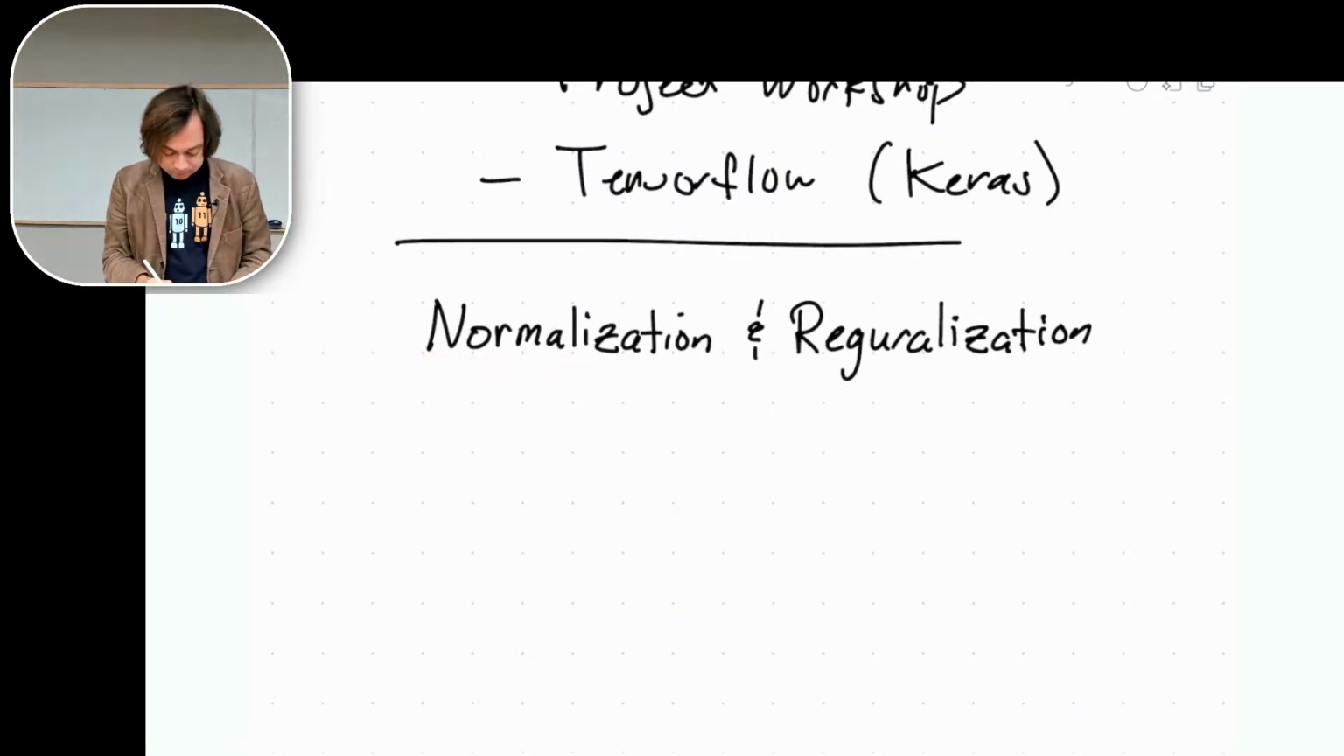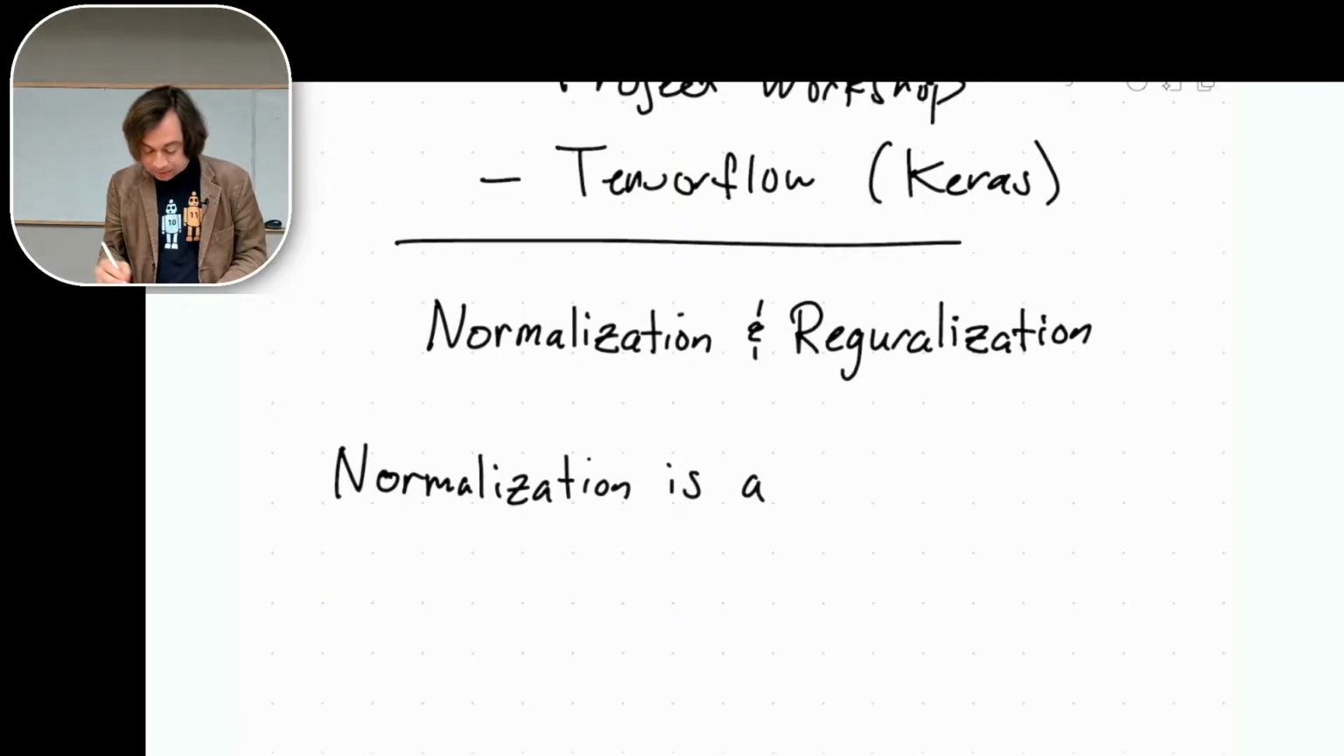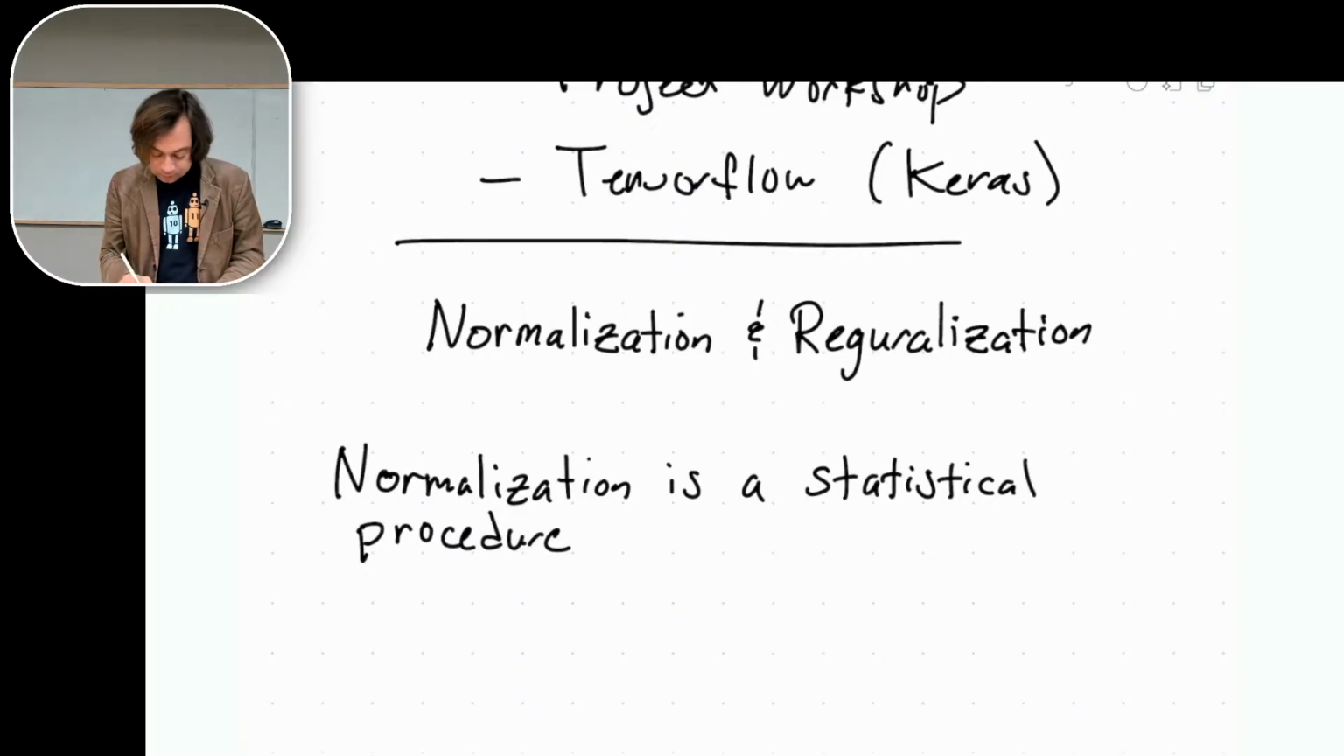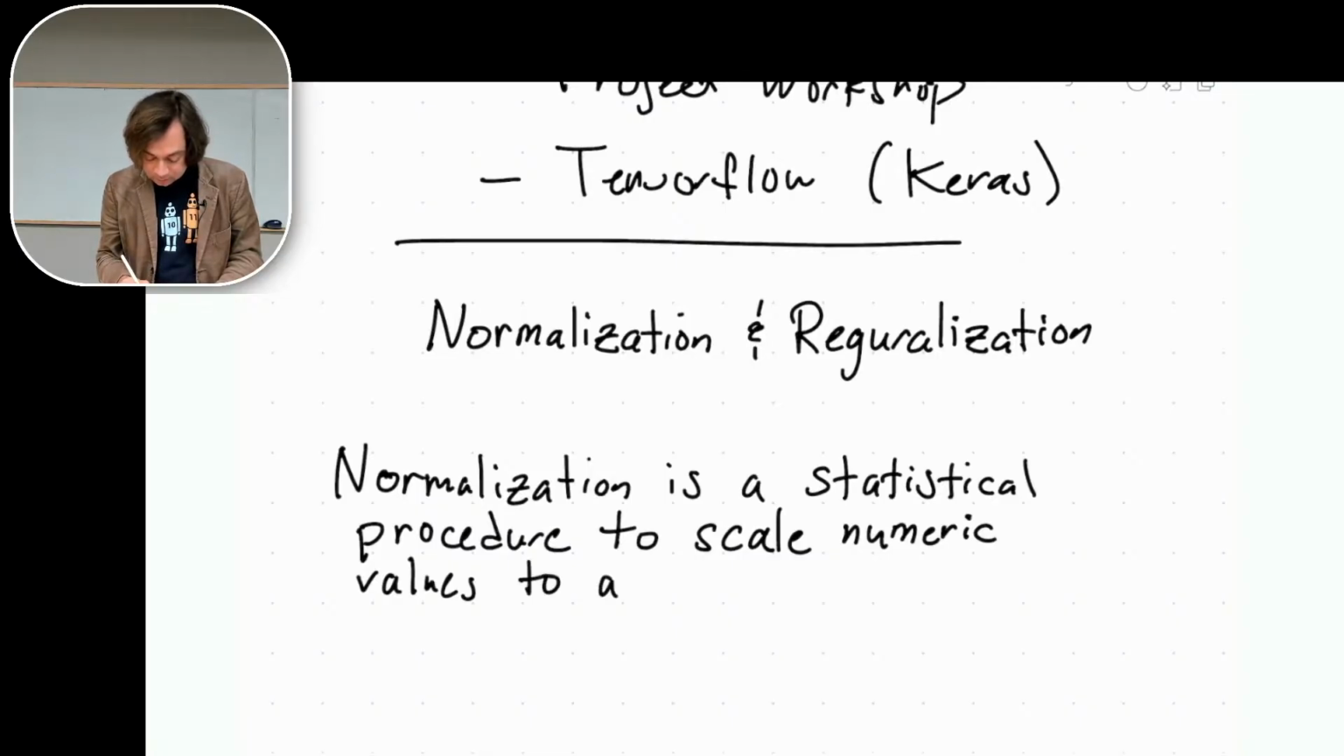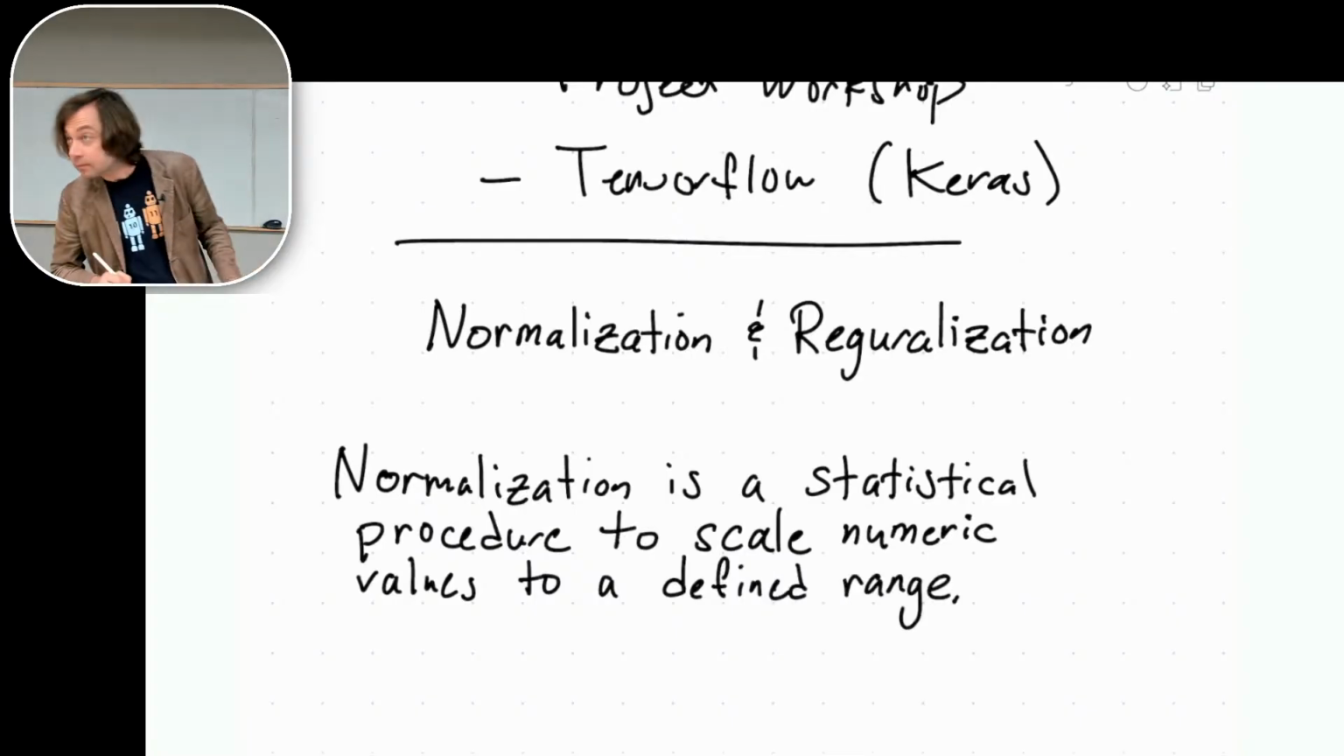So normalization is a statistical procedure to scale numeric values to a defined range. Okay.